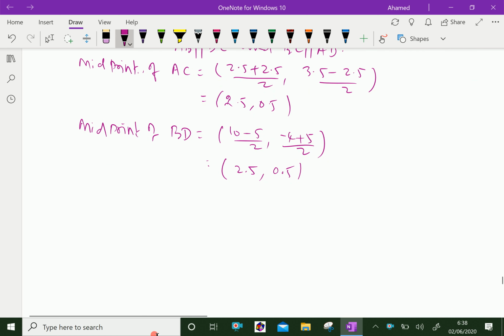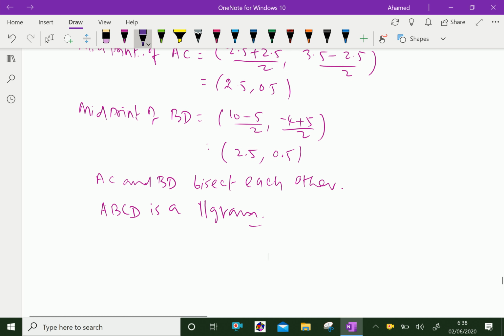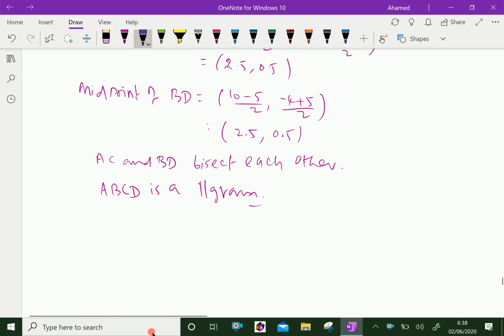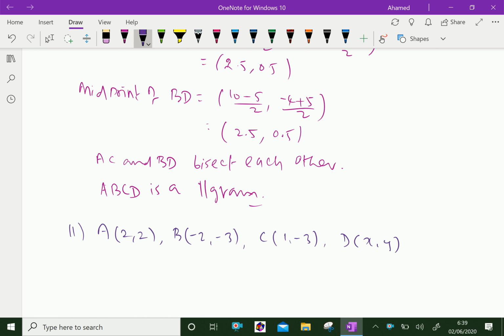Look at this. Question number 11. Here the points are given. A is (2, 2), B is (-2, -3), and C is (1, -3), and D is (x, y). Here they form a parallelogram, then find the value of x and y.